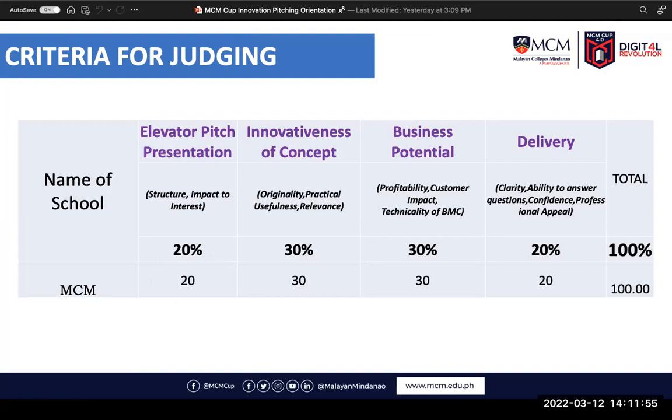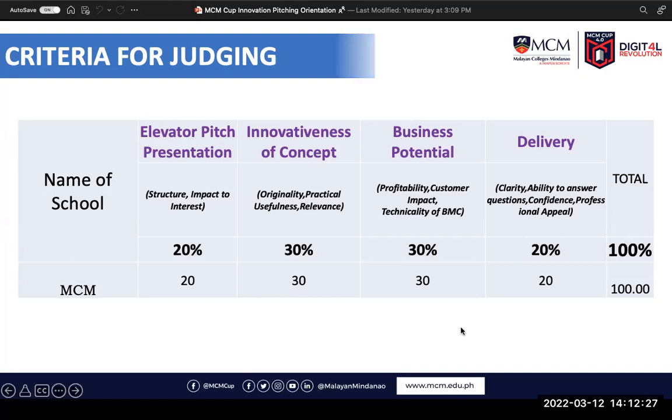So I'm going to go over with you the live form that I actually created, so that you're able to see, if ever you have clarifications, how the judging mechanism is actually done.